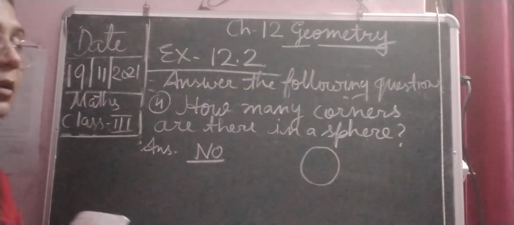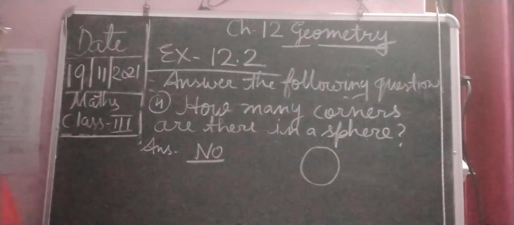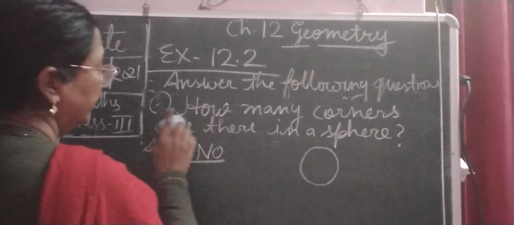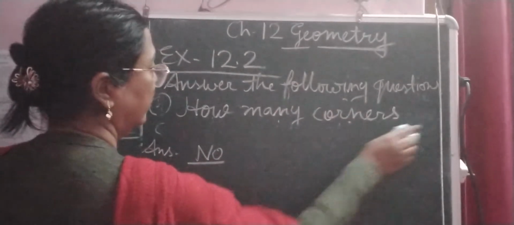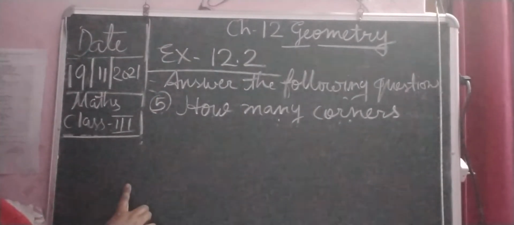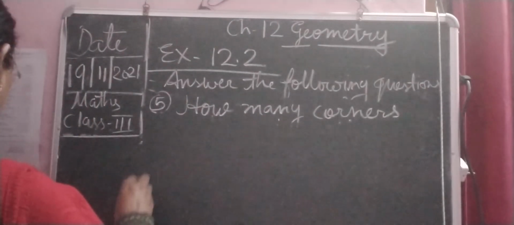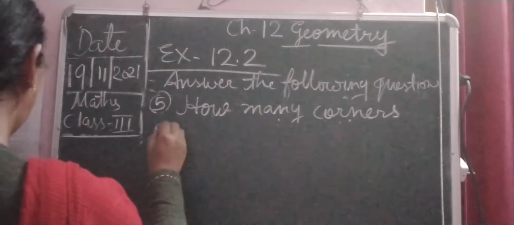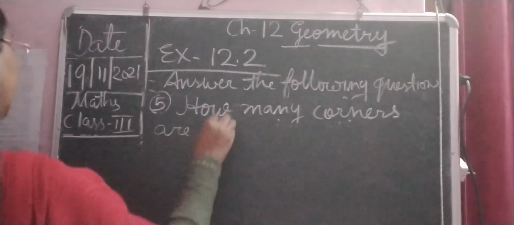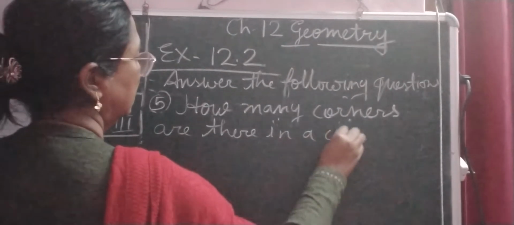Okay. So children, now our next question is, how many corners are there in the cylinder? So we will write over here. This is the fifth question. Fifth question, how many corners are there in a cylinder?